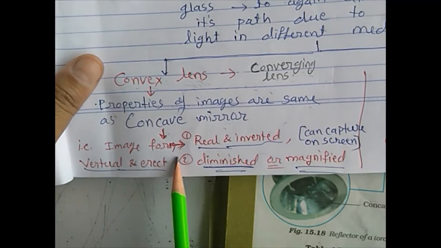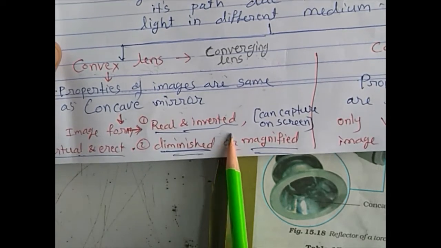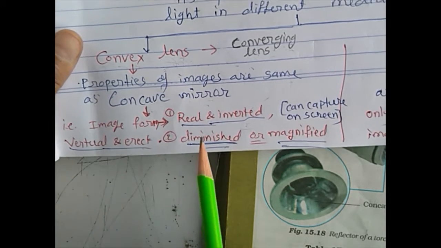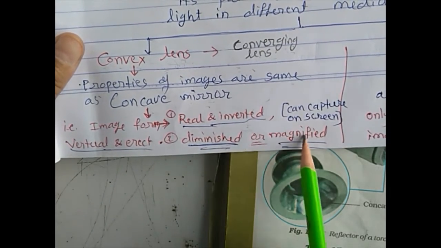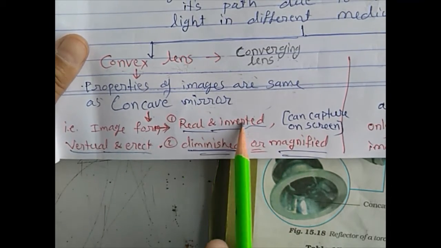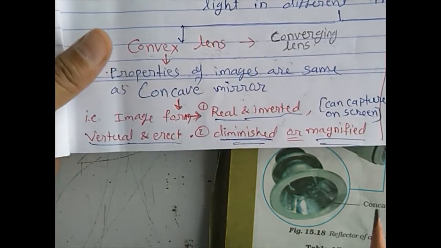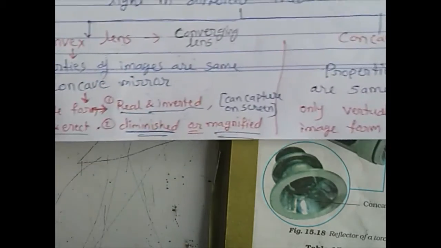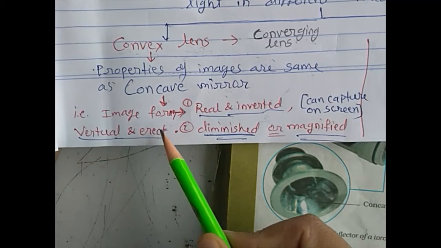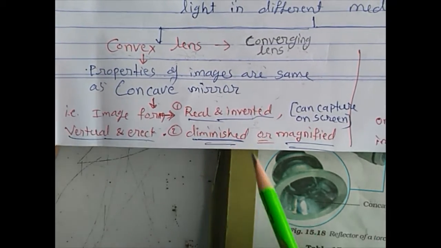The images formed are real and inverted, then virtual and erect as well, then diminished or magnified. Both types of images are formed here. Real and inverted images are also formed, and virtual and erect images are also formed. Okay, so in different cases, depending on the location of the object, we get the type of image here.